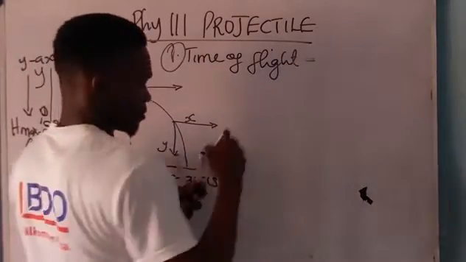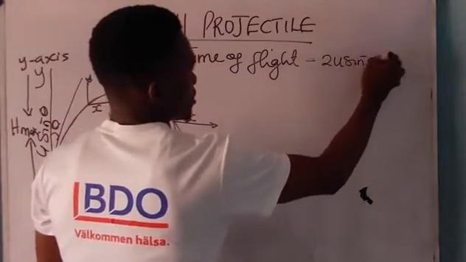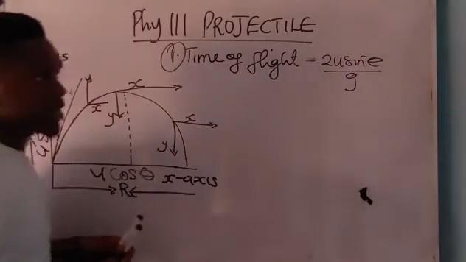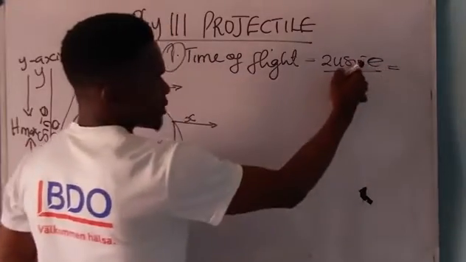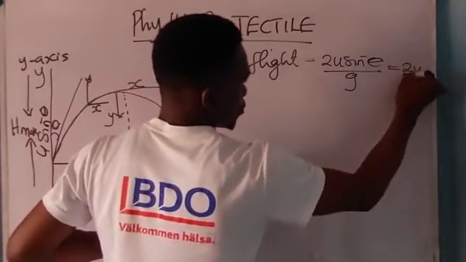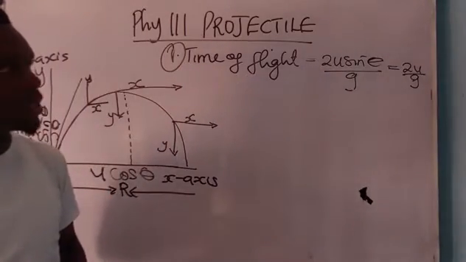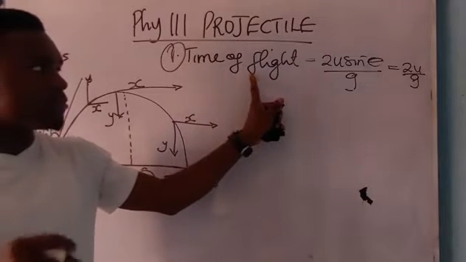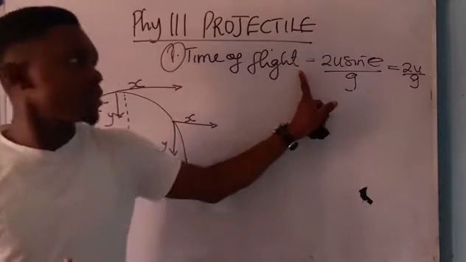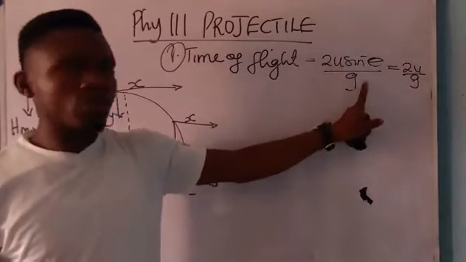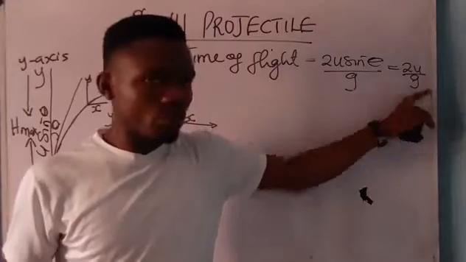And it is given as 2u sine theta over g. That is the formula. But when it is not inclined at an angle, so sine theta is not included, you say 2u over g. G is the gravity, and u means initial velocity. Time of flight is given as 2u sine theta over g, and when it is not inclined at an angle, it is 2u over g.